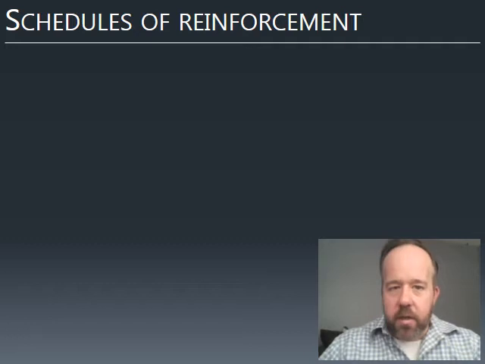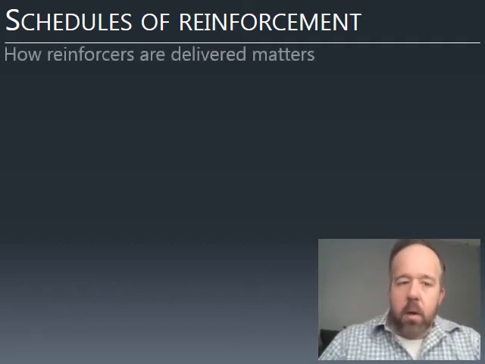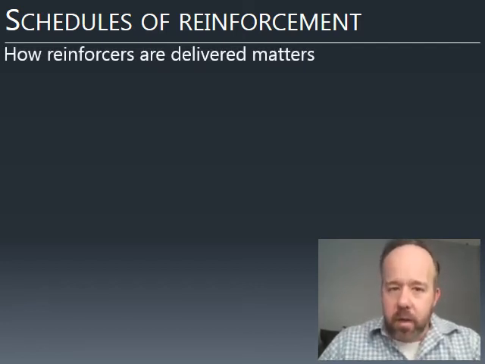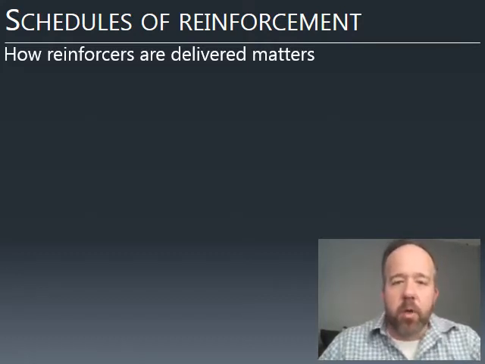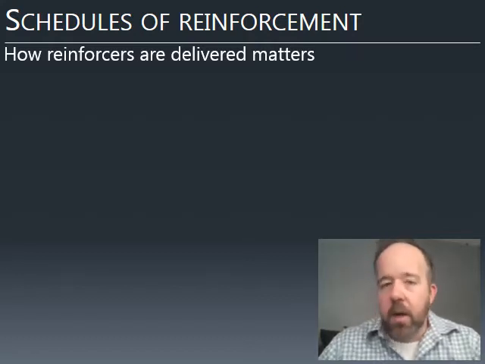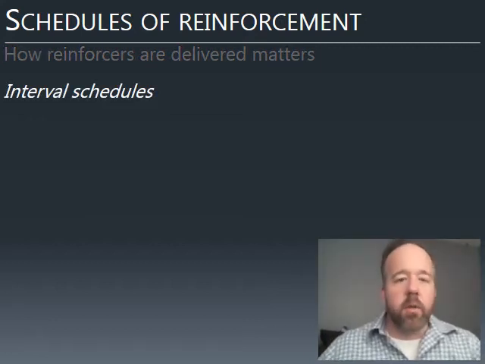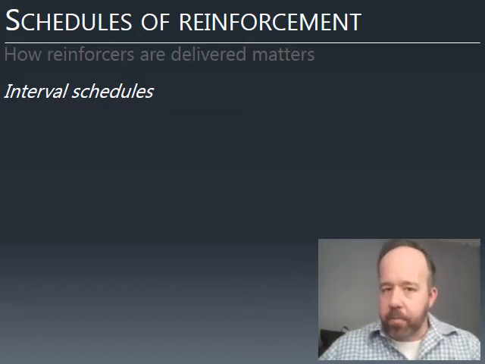So something else that Skinner discovered were what are called schedules of reinforcement. In other words, how the reinforcers are delivered matters. The contingency between behavior and reinforcement matters. And so there are several kinds of reinforcement schedule, and they're different in terms of their effectiveness. They're also different in terms of how easy they are to unlearn. The first kind are interval schedules. And here, interval refers to an amount of time.